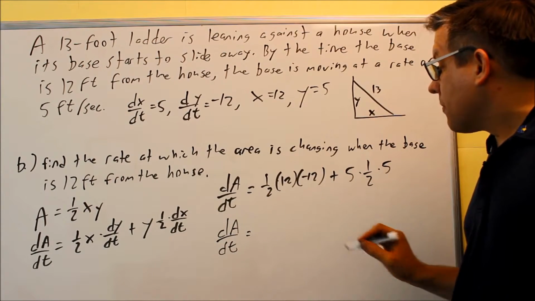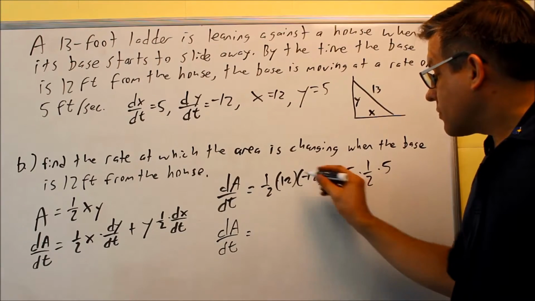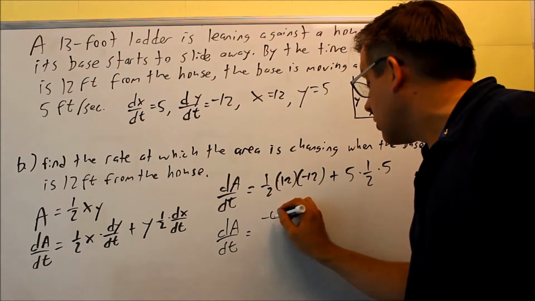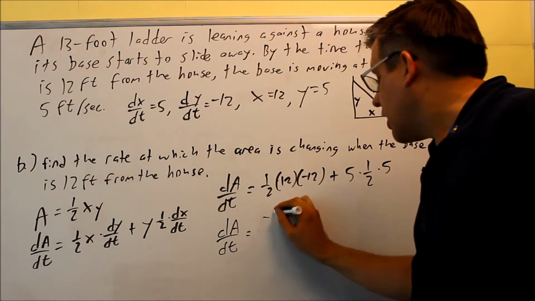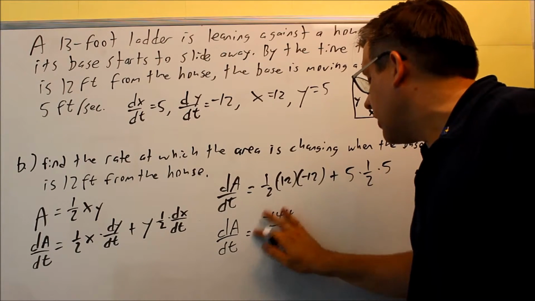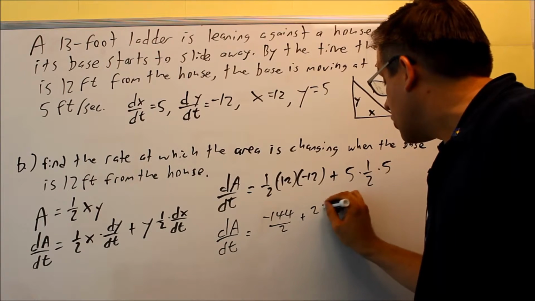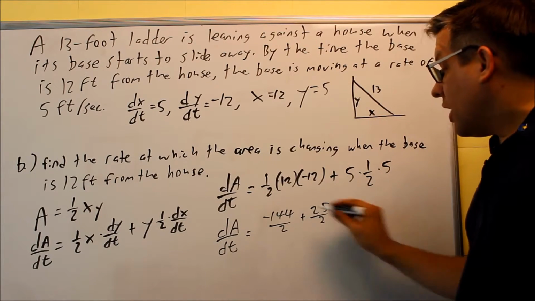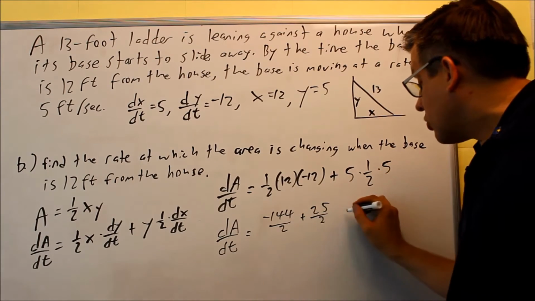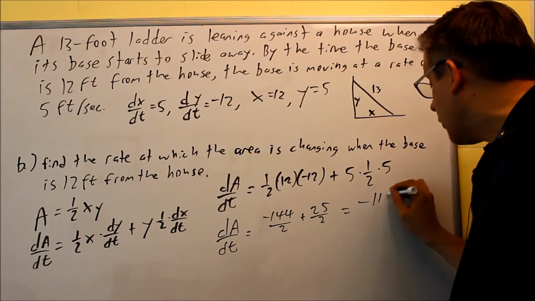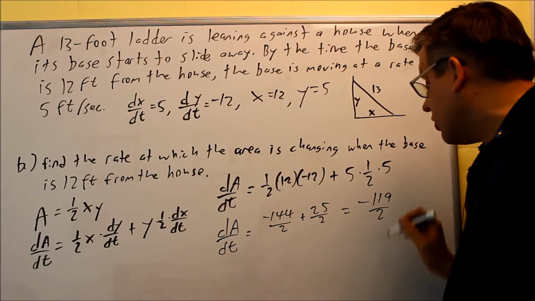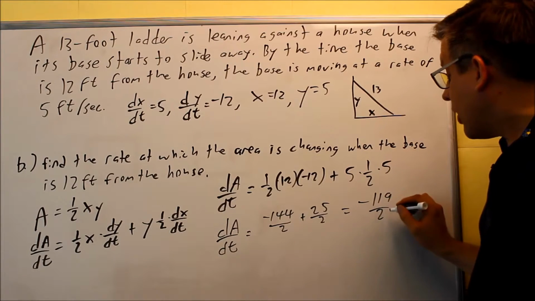Okay, this part here, that's going to be -144 halves. Okay, -144 over 2. I want to leave it in terms of halves because this one's going to have the same denominator. This is 25 halves. Now the last thing we'll do is just subtract these, and once I do, I get -119 over 2. Okay, so this is going to be my final answer.